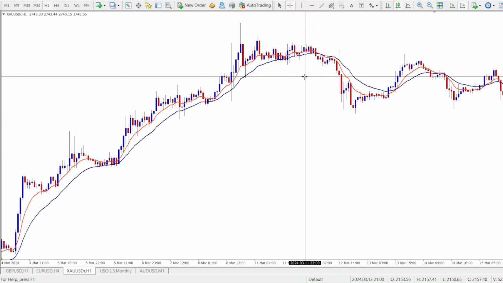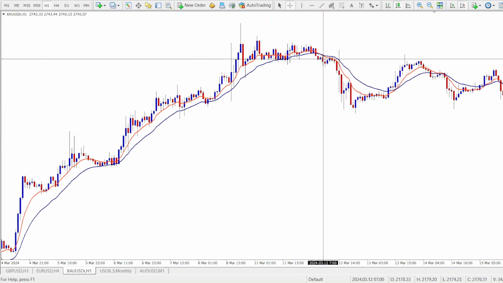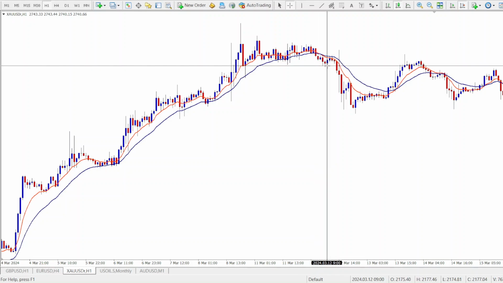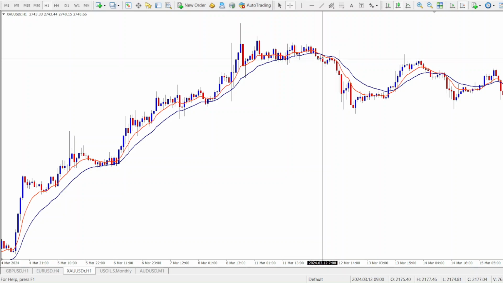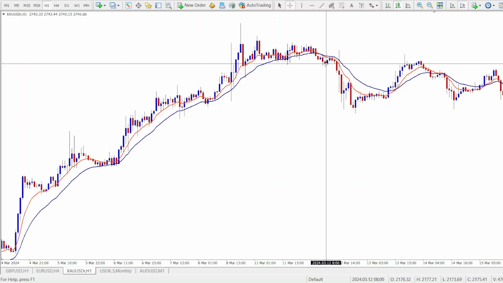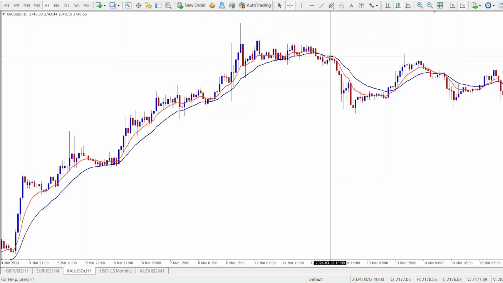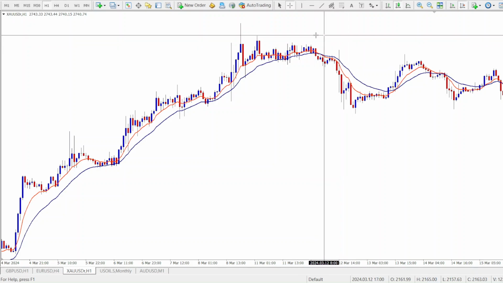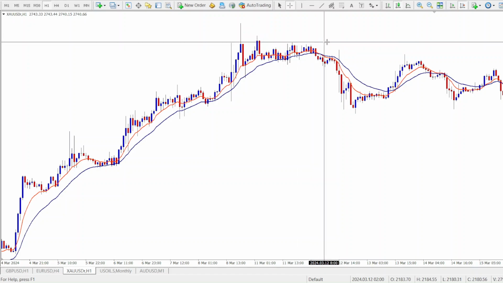In this case, we can see that we had a sell signal here. As the 9 EMA crossed below the 20 EMA, it gave us a sell signal. So we would have considered entering a sell trade right after the crossover happened. And then a good place to set stop loss would have been right above the previous swing high.